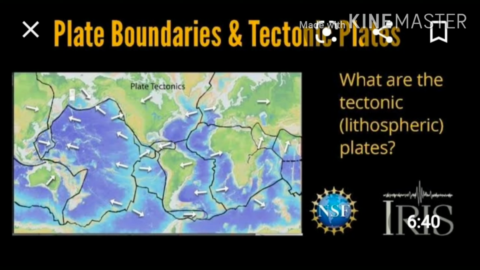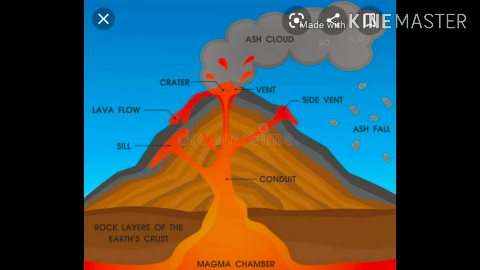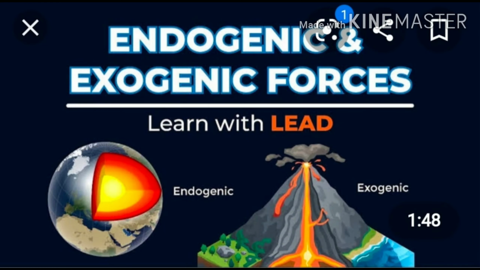Now children, there are 7 major tectonic plates. They are the Pacific plate, North American plate, South American plate, African plate, Eurasian plate, Indo-Australian plate and Antarctic plate. The movement of these plates causes changes on the surface of the Earth. The Earth movements are divided on the basis of the forces which cause them, and the forces which act in the interior of the Earth are called what? Endogenic forces, and forces that work on the surface of the Earth are called exogenic forces.